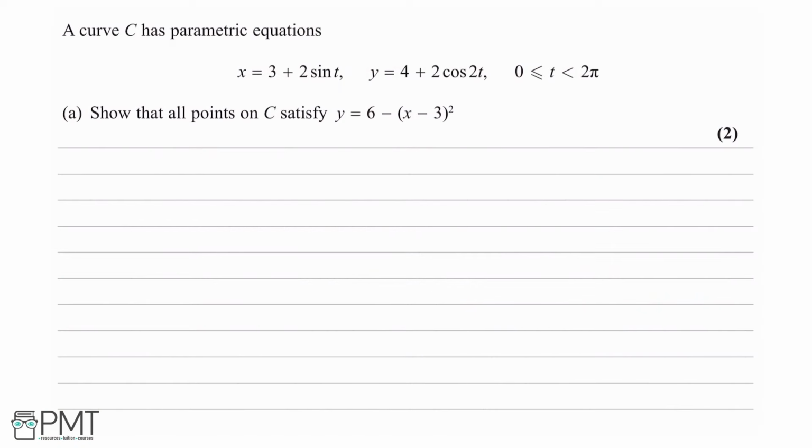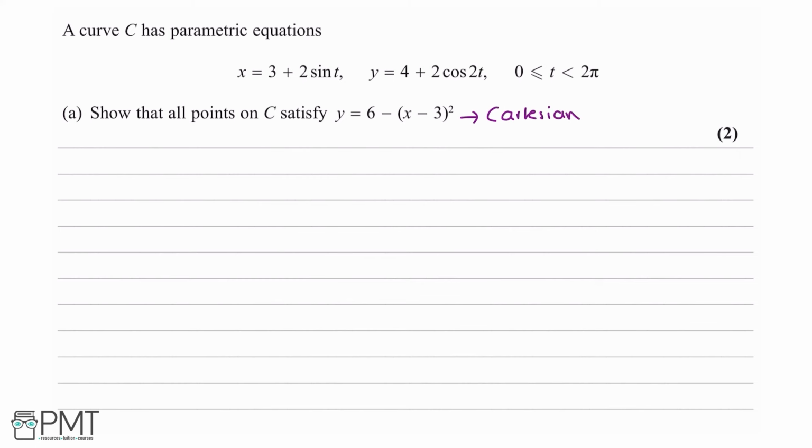We are told a curve C has parametric equations x equals 3 plus 2 sine t and y equals 4 plus 2 cosine 2t, where t is between 0 and 2 pi. Part A is asking us to show that all points on C satisfy y equals 6 minus (x minus 3) all squared. So what the question is asking us to do is convert our parametric equations to Cartesian form.